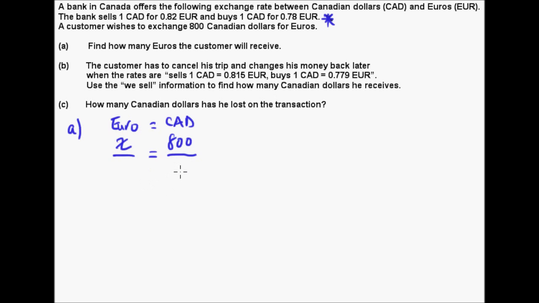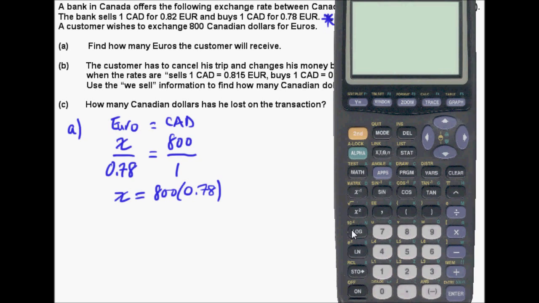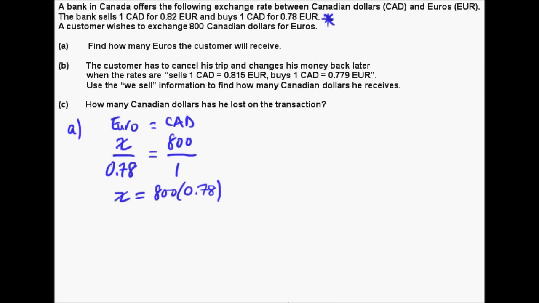And why are we doing that again? Because the bank is buying Canadian dollars. So we will do 1 Canadian dollar to 0.78 euros. Now this is pretty straightforward to solve. You just do 1 times x, which is x, and then 800 times 0.78. What do we got? 624 euros. So he gets 624 euros.